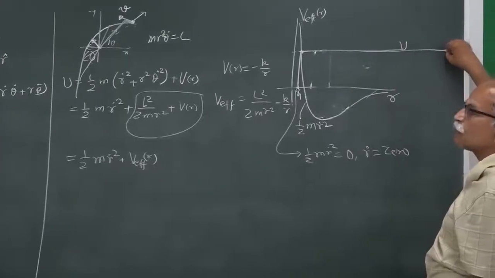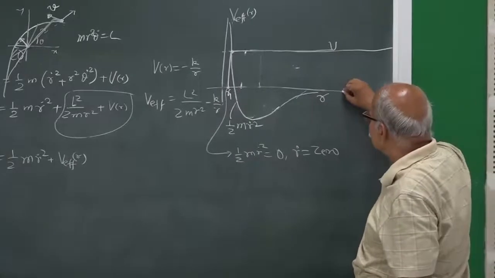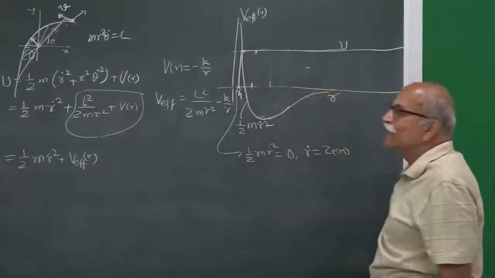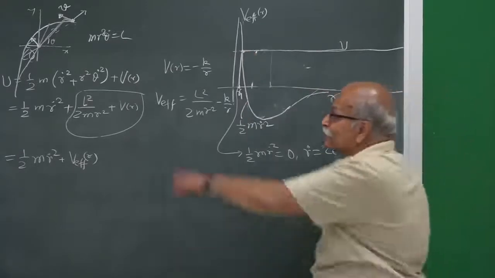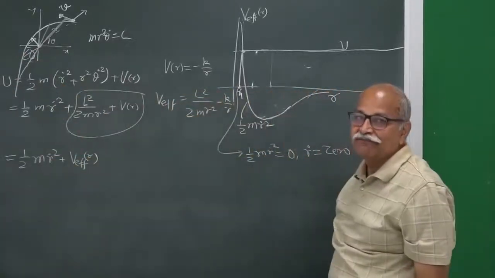R dot is never 0. You go this way, this way, this way, this way. You will never intersect this point. So, r dot is never 0, and r will keep increasing. So, that kind of path will be there.